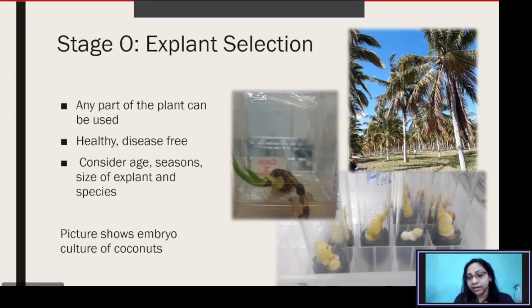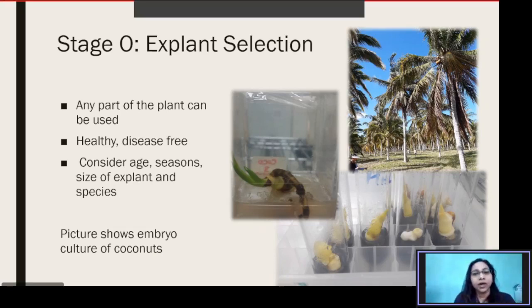What you're seeing in the pictures is embryo culture of coconuts. It's one of the research projects that I've been working on, where a 10-month-old nut is collected, the embryo is excised and cultured in vitro. So that's one of the research activities I'm involved in right now.